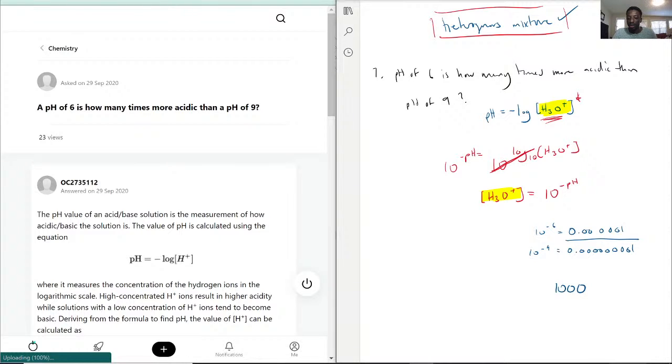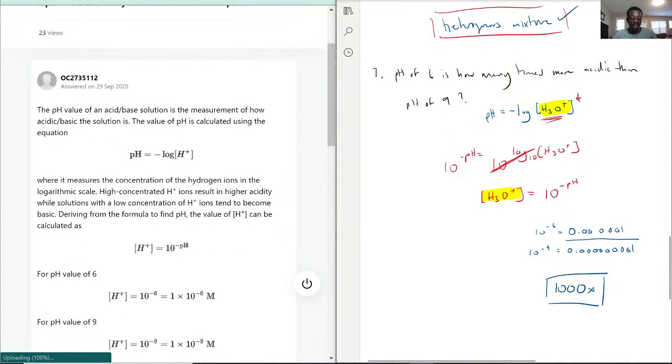1,000. Okay, so at first glance you would think it's maybe 3 times or something, but remember that because we're dealing with an exponential and logarithmic scale, each increment by 1 on the pH is a change by 10 times. And because we changed 3 levels, that's how we go from 10 to 100 to 1,000 times more acidic. So this pH of 6 is 1,000 times more acidic than the pH of 9.